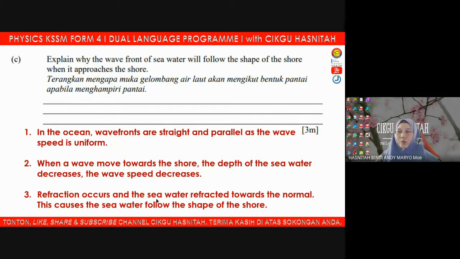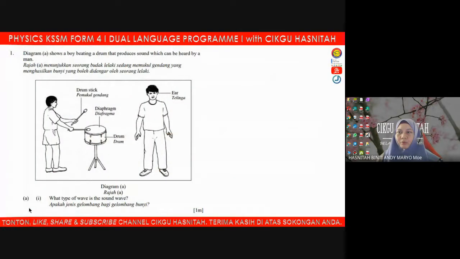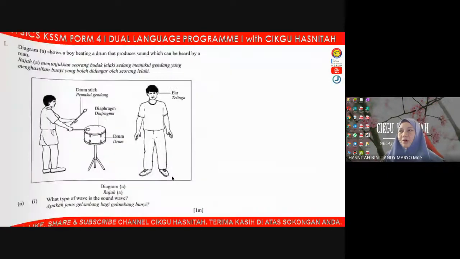You can add below. At the cape the wave focuses on one point, and at the bay it is diverged out. So from there, it follows the shape of the bay and cape at the same time. Okay, then next.